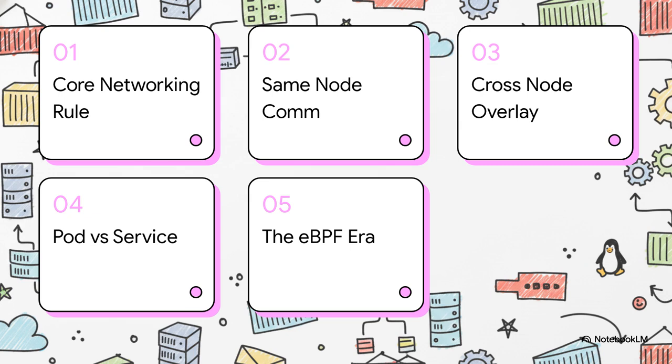Here's our roadmap for the explainer today. We'll start with the core networking rule, move into same node communication, then tackle cross-node overlay networks, compare pod versus service networking, and finally look ahead at the eBPF era. All right, let's jump right in.